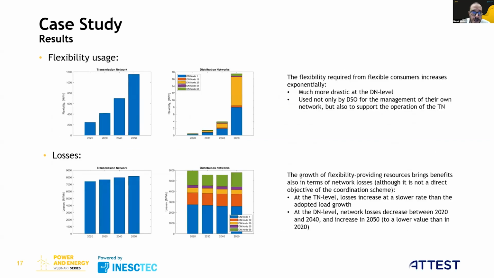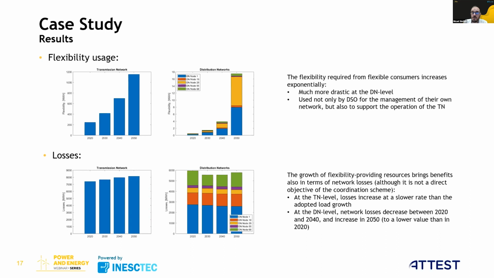Here we can see the flexibility usage both at transmission and distribution network level. As it's possible to see, the flexibility usage from private consumers will increase exponentially, but this is much more drastic at the distribution level. This is because over the planning period, distribution networks will use this flexibility not only for local management, but also to provide services to the TSO.